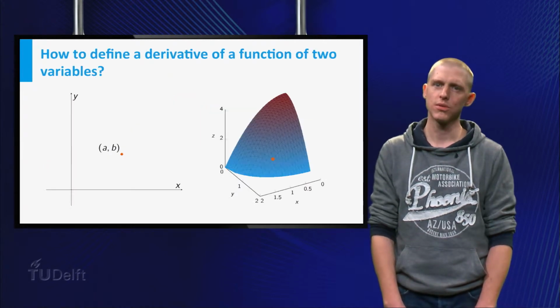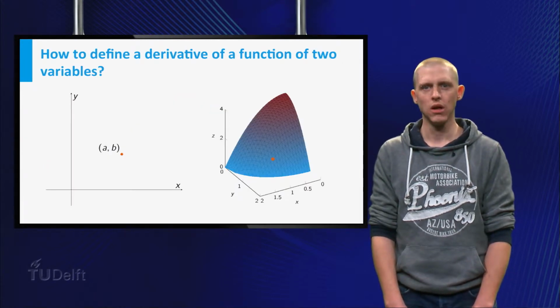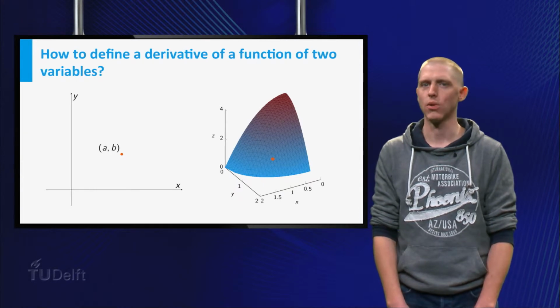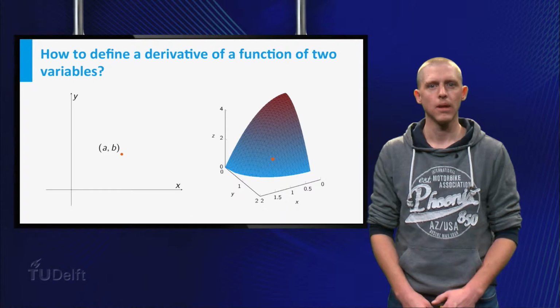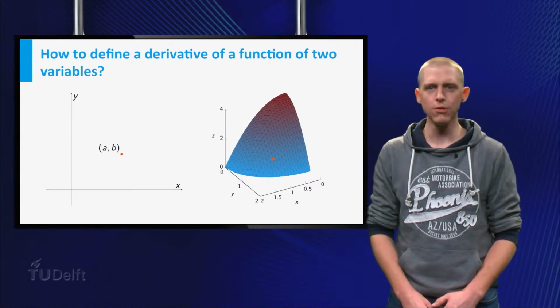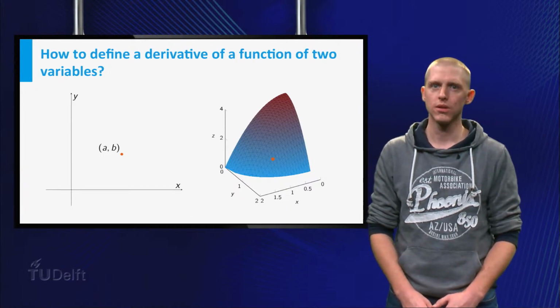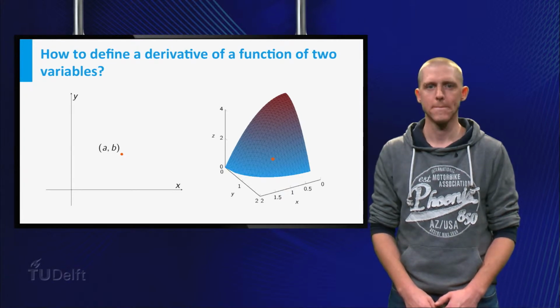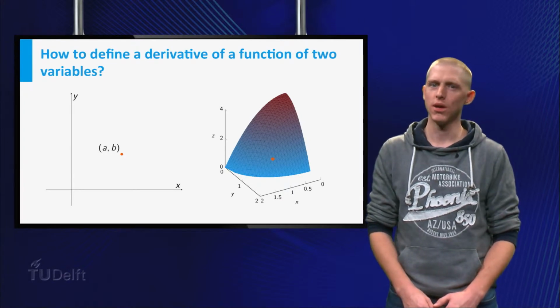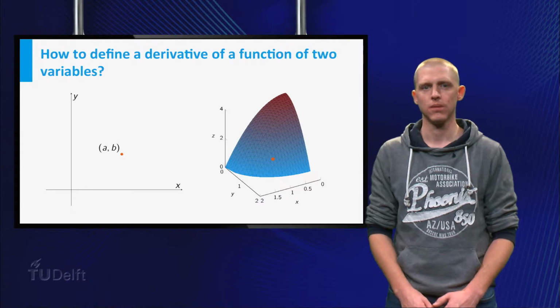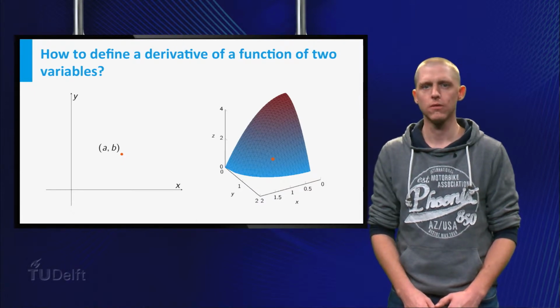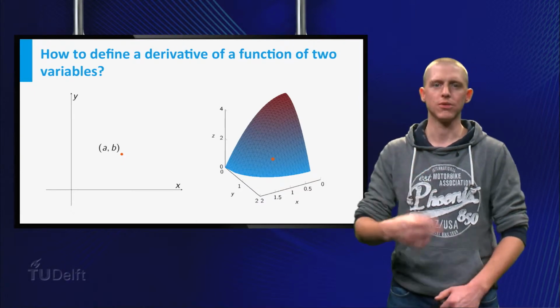Now suppose we have a function f of two variables, say x and y, and let (a, b) be a point in the domain of f. How do we describe the rate of change of the value of the function in the point (a, b)? Both variables x and y can change independently. So how can we define a derivative for a function of two variables?